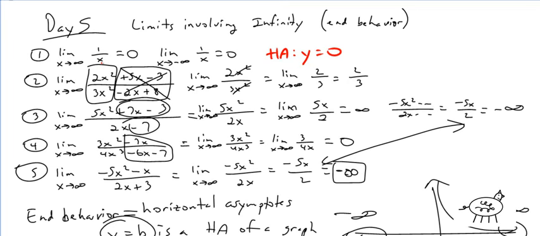Let's go to number 4. Look at that, the degree on the bottom is bigger than the degree on top, so the horizontal asymptote is automatically y equals 0. If the degree is the same, what do we know? Well, we take the coefficients of the highest degree, and that's our horizontal asymptote. So for this one here, the horizontal asymptote is y equals 2/3. Again, it's the same as the limit as x approaches infinity.